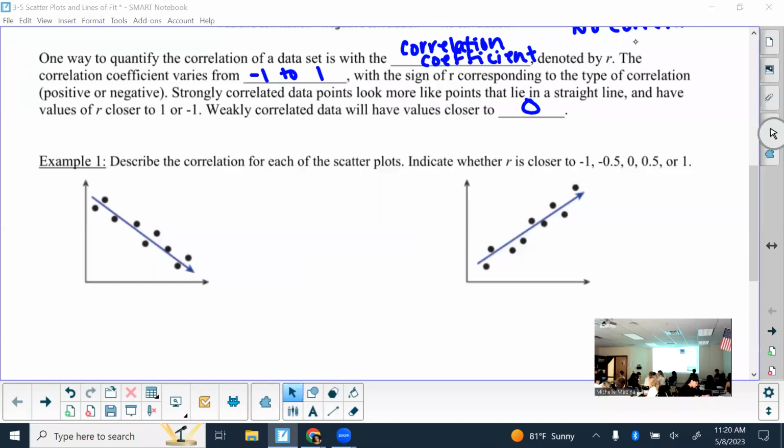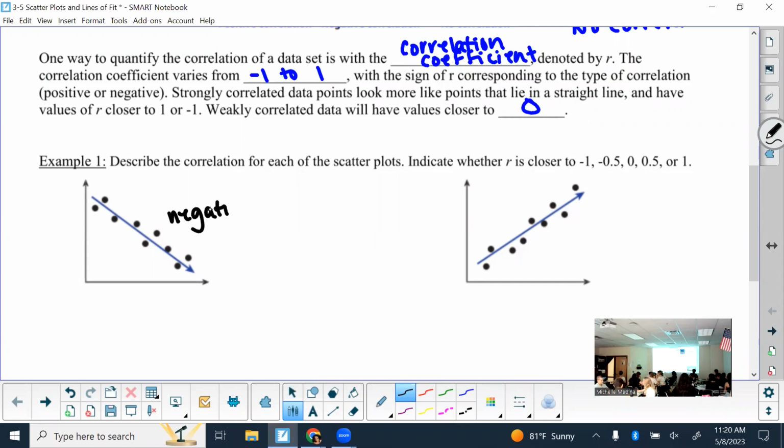River, what did you say for the first one, the top one? Okay, so definitely a negative correlation. Did you estimate the R value?